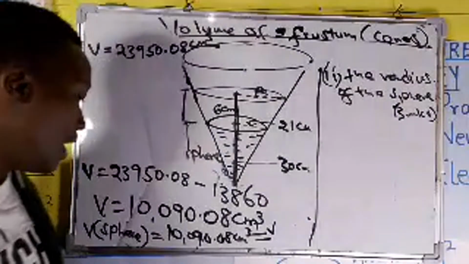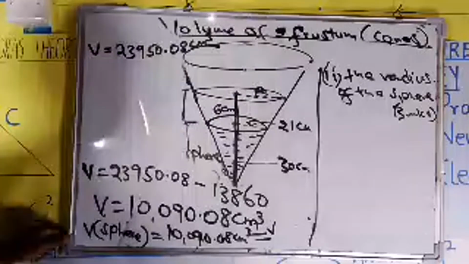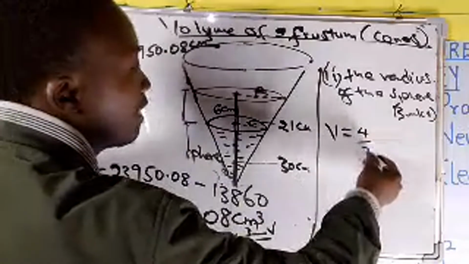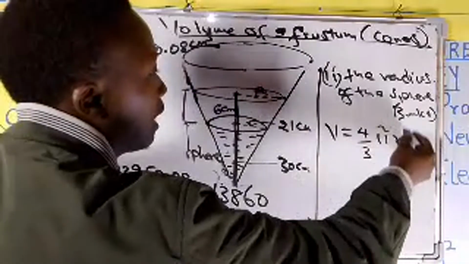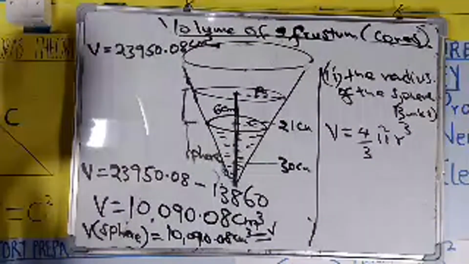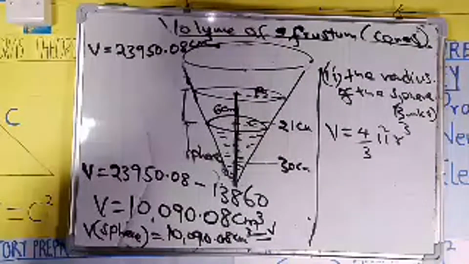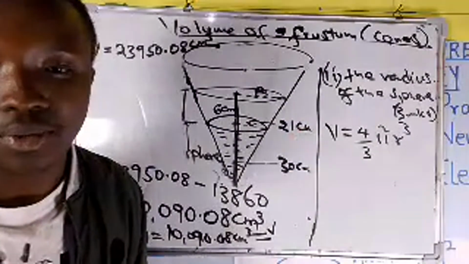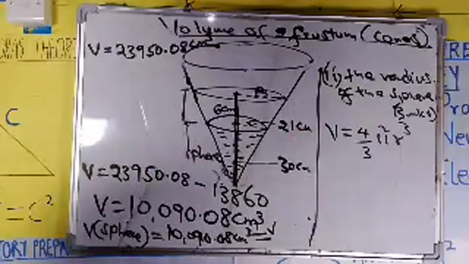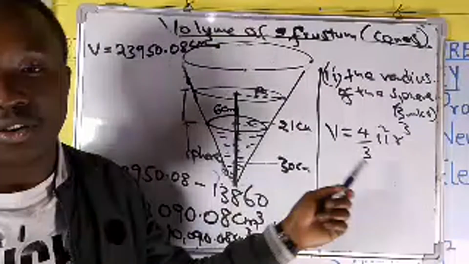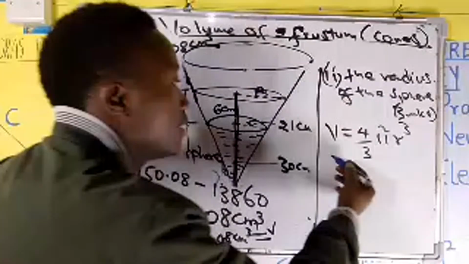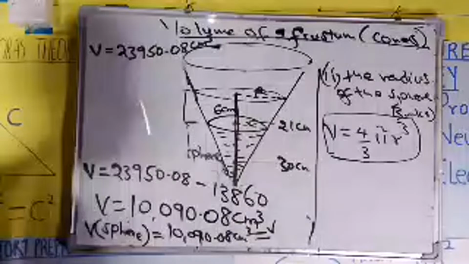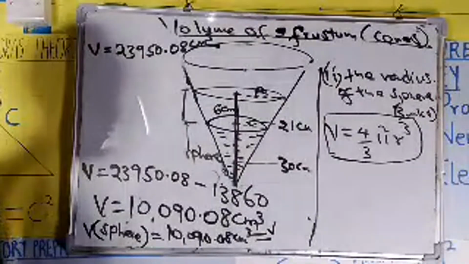So we have the volume of the sphere. How do we find the volume of the sphere? Volume is equal to 4 over 3 pi r cubed. That is the formula that we use to find the volume of a sphere. Don't forget this. It's very, very crucial. Very, very important. 4 over 3 pi r cubed.